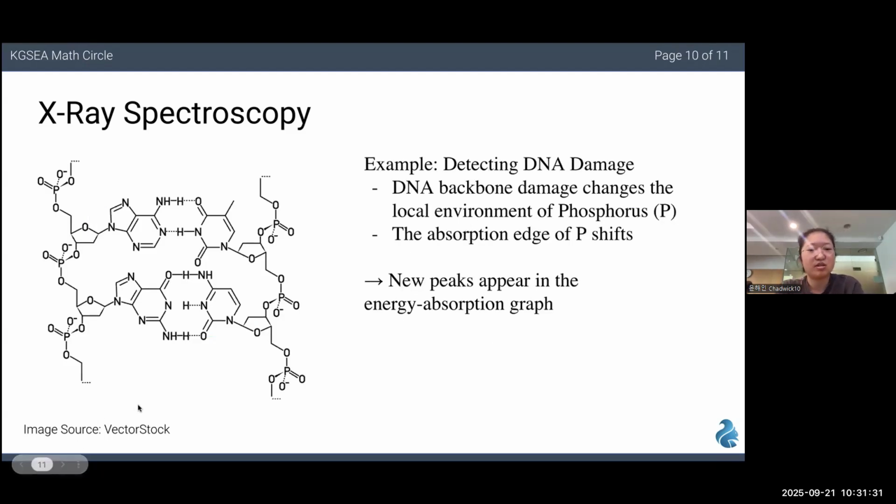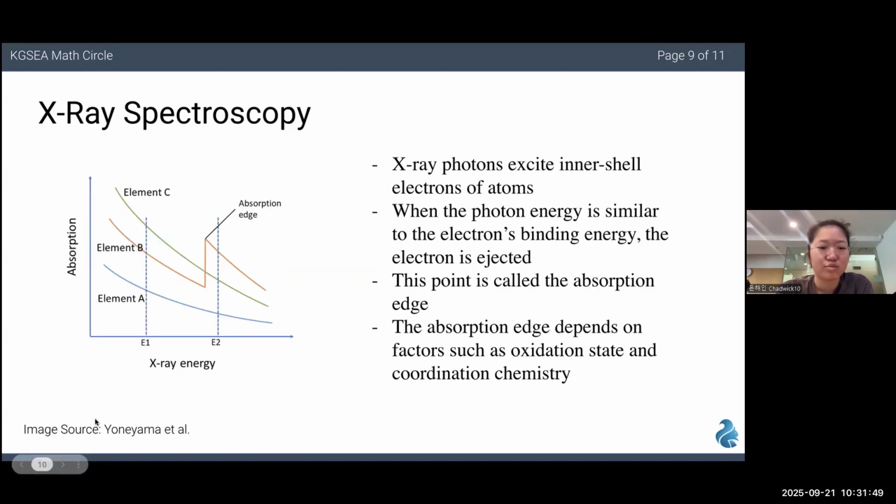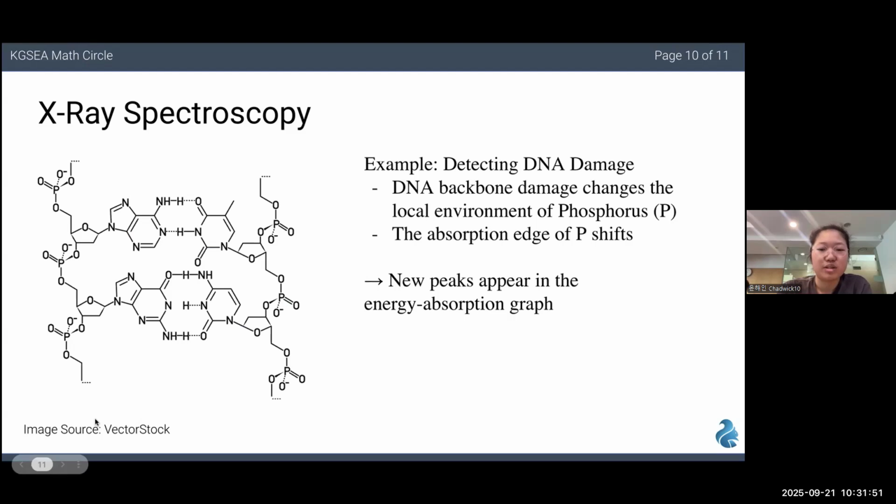One example of how this is used is detecting DNA damage. The DNA backbone contains the atom phosphorus, and when it is damaged, it changes the local environment of the phosphorus atoms around it. As a result, the absorption edge of the phosphorus shifts. And on the energy absorption graph, as you saw in the previous slide, new peaks appear, which tells scientists that DNA damage has been detected and also tells us the amount of DNA damage that has gone through.